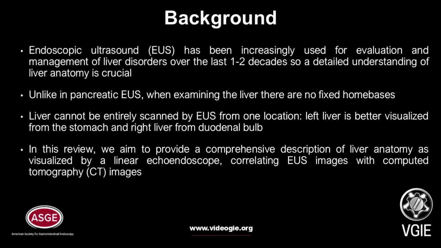In this review, we aim to provide a comprehensive description of liver anatomy as visualized by a linear echoendoscope, correlating EUS images with CT images.